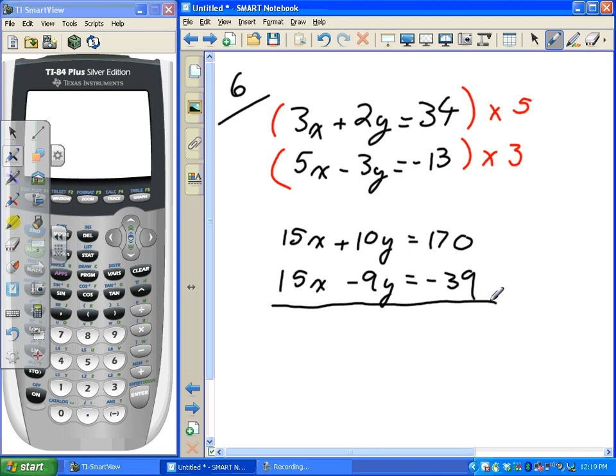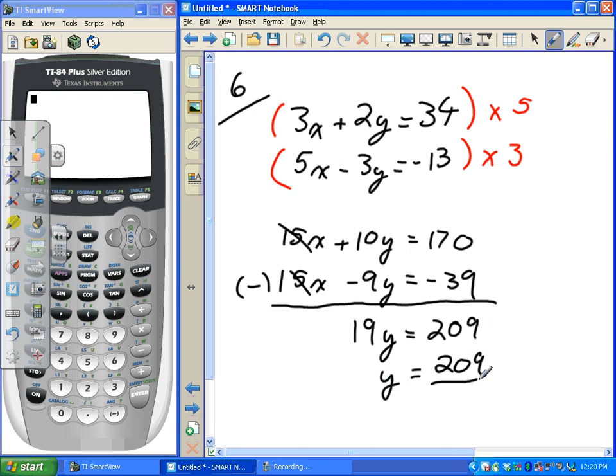I'm trying to eliminate my x's. They're both positive 15, so I'm going to subtract these two equations. That will cancel out both the x's, so there would be 0. 10 subtract 9 is 19y. 170 subtract negative 39 is going to be 209. I need to divide 209 by 19 in order to solve for y.